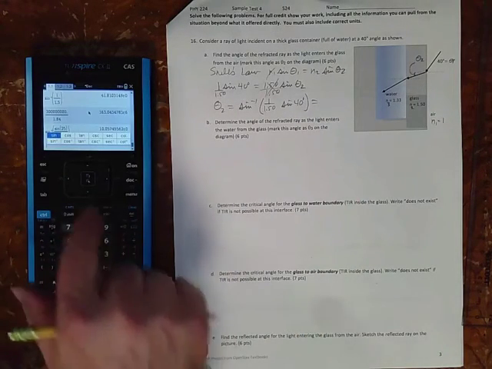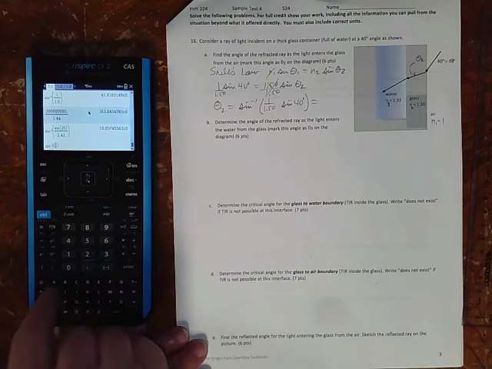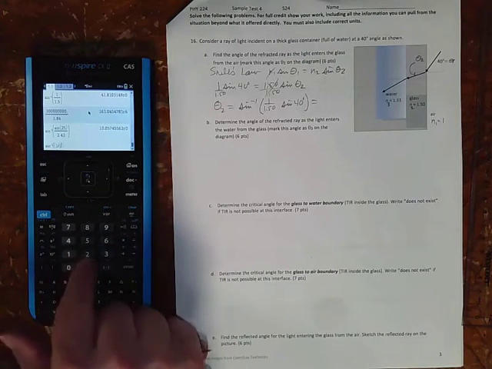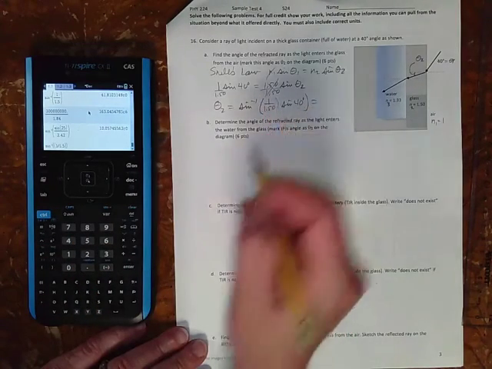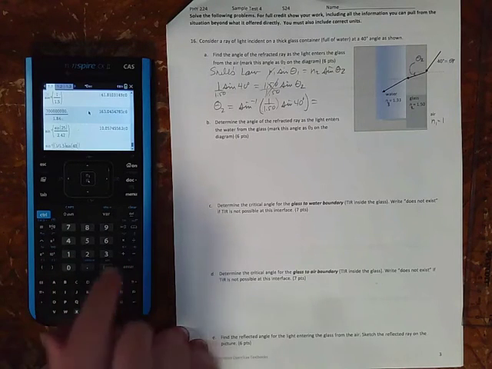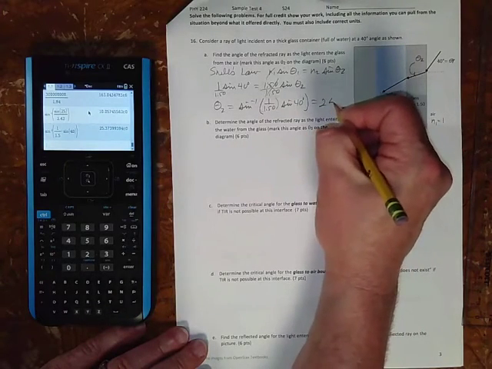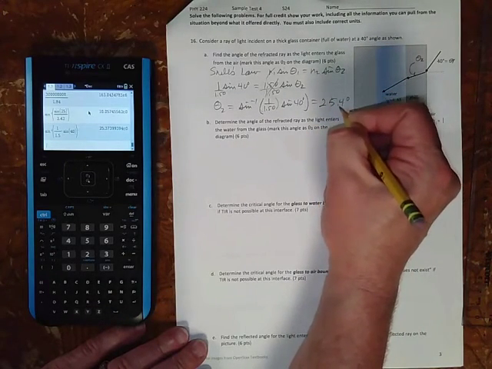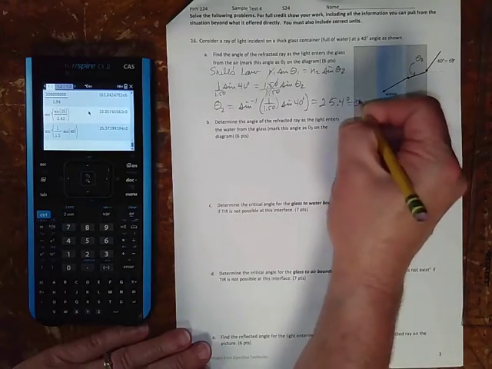Inverse sine of, let's put it in parentheses just to be safe, 1 divided by 1.5, and then get outside the parentheses, so I did some little parentheses here, times sine of 40. Looks good. 25.4 degrees. Looks good. That's theta 2.